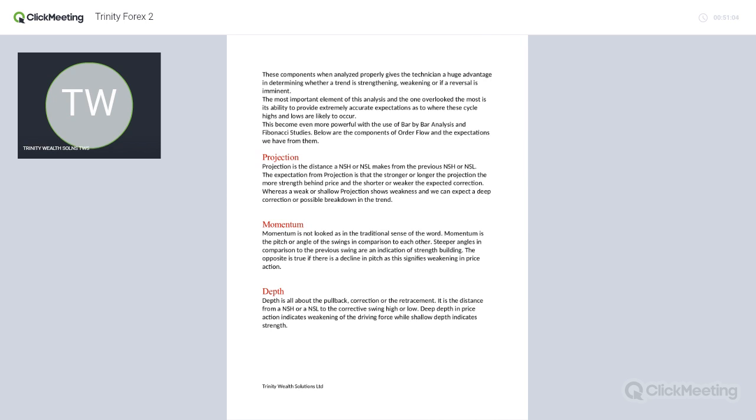Then we go to momentum. Momentum is the pitch or the angle of the swings in comparison to each other. Remember, you don't look at these in isolation. You check the current one compared to the previous one, the projection before the one you're at now. So momentum is the pitch or the angle of the swings. You remember the swings, like for a downtrending market, from the lower high to the new structure low. Those swings.